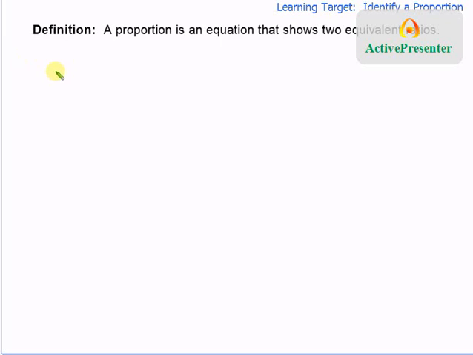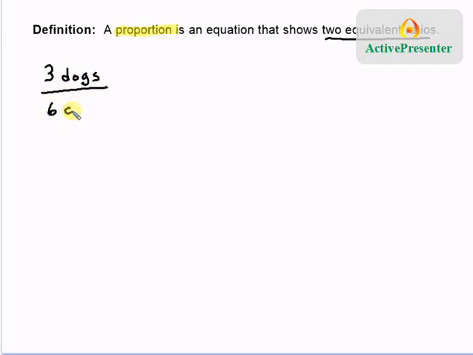We'll start by looking at the definition of a proportion. A proportion is an equation that shows two equivalent ratios. So two equivalent ratios. And if you remember when we talked about before, a ratio is simply a relationship between two numbers. Let's say we had 3 dogs, and for every 3 dogs we had 6 cats. That is a ratio, 3 dogs to 6 cats.